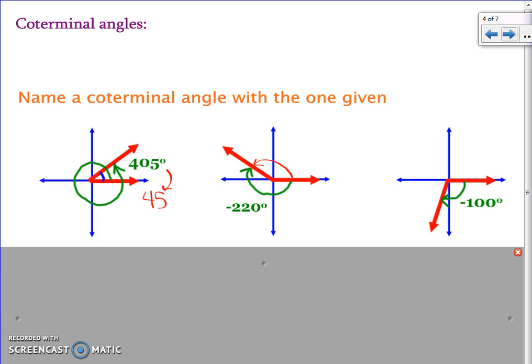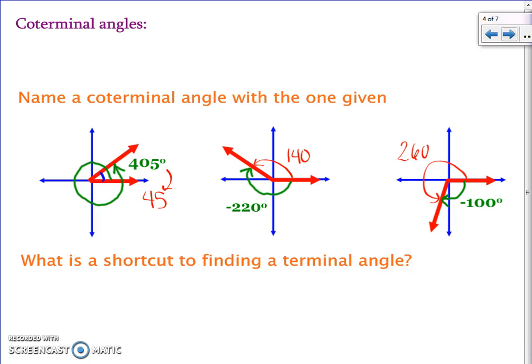What would this angle be? Same thing here. What's the positive direction for that one? 260. Okay, so really, what are you doing every single time to find those numbers? Subtracting. You're either subtracting or you're adding 360, right? Because then one full rotation would just have the angle land in the exact same spot. That's a coterminal angle. So you're taking your angle and you're adding or subtracting 360 degrees every time. That's simply all you have to do. So there's going to be a section of the homework where you're going to be doing that. Just adding and subtracting 360.